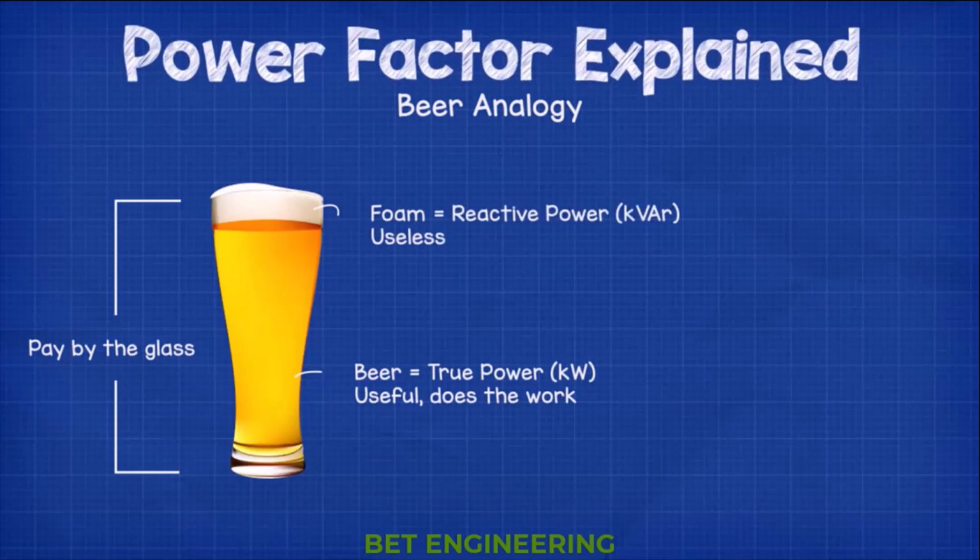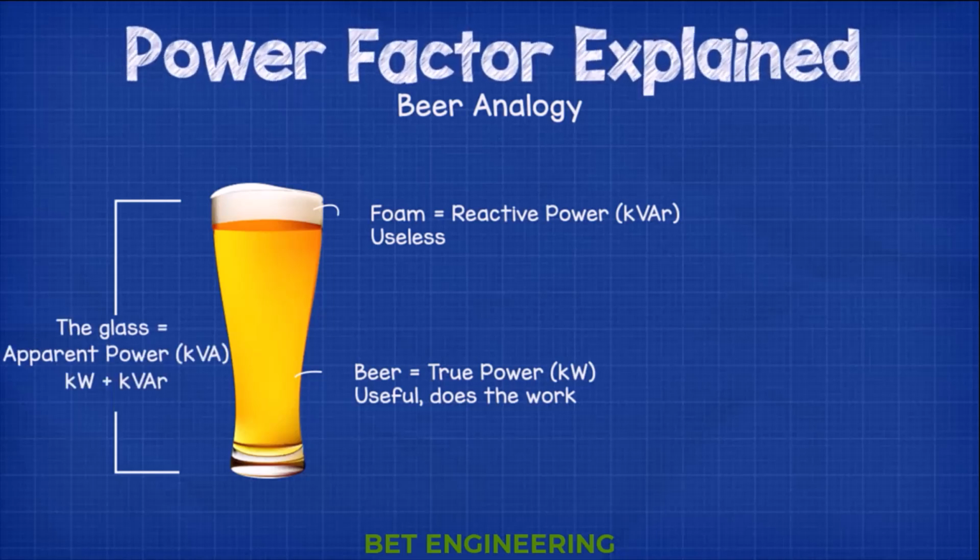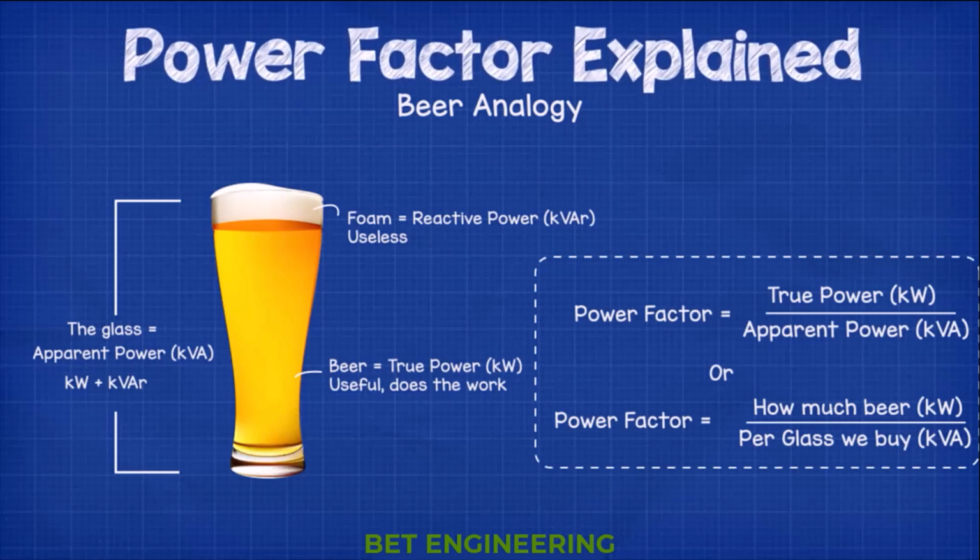The foam represents our reactive power, or our kVAR, kilovolt amps reactive. This is the useless stuff. There will always be some, we have to pay for it, we can't use it, so we don't really want much of it. It does actually have a use and a purpose, but we'll see why later in the video. The combination of our kilowatts, kW, and kVAR is our apparent power, or our kVA, meaning the kilovolt amps. Power factor is therefore the ratio of useful power, or true power, in kilowatts, divided by what we're charged for in kVA. So it's telling us how much value for money we're getting for the power we consume.